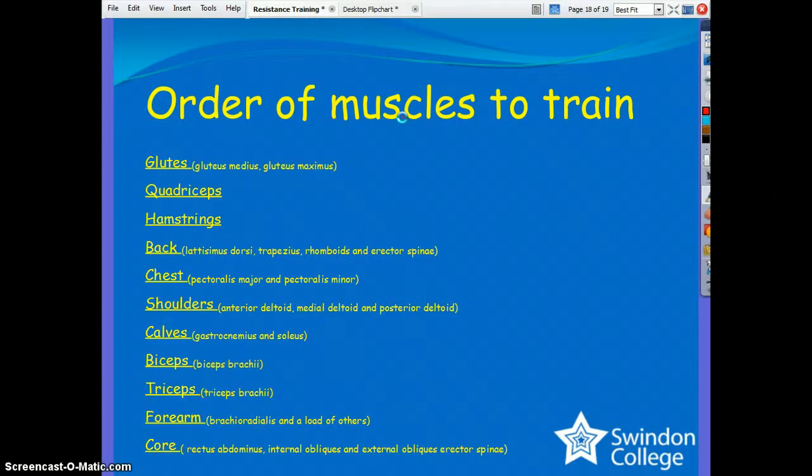So here is a list of our muscles in order. Glutes, we start with number 1, quadriceps 2, hamstrings 3, back is number 4, chest is 5, shoulders 6, calf or gastrocnemius is 7, biceps is 8, triceps 9, forearms are 10, and our core we leave to last because it's a requirement for so many other exercises.